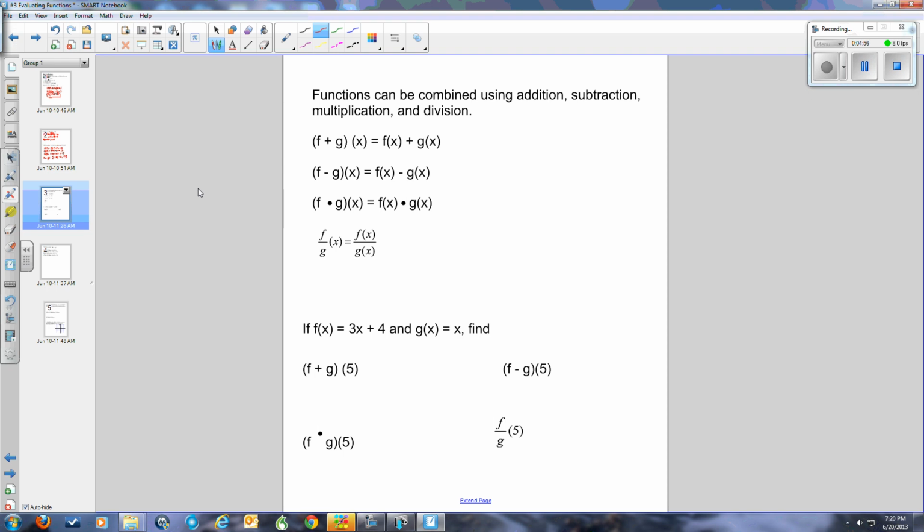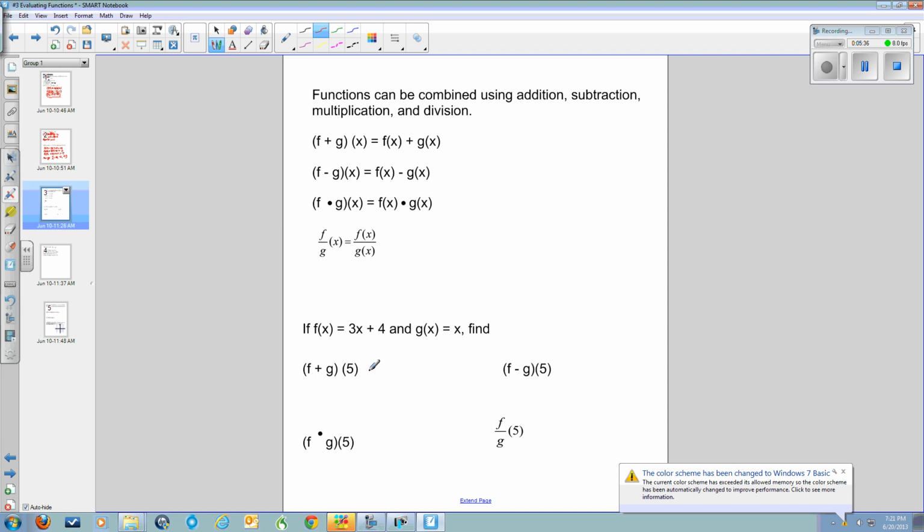Now functions can be combined using addition, subtraction, multiplication, and division. If you have something like f plus g of x, that means you're adding f of x plus g of x. If you have f minus g of x, that means you're subtracting. You're saying f of x minus g of x. F and g are just the names of the function. You can use any variable you want to describe it. F times g of x means you're saying f of x times g of x. And f divided by g of x means that you're taking f of x divided by g of x.